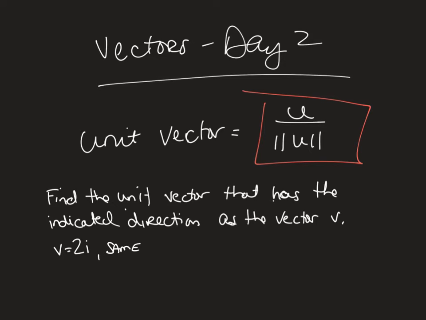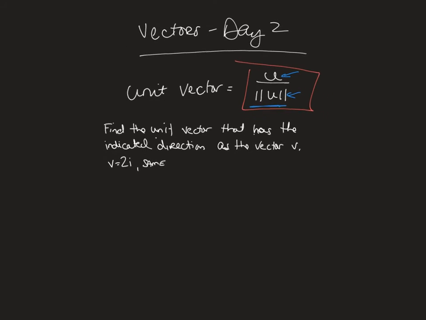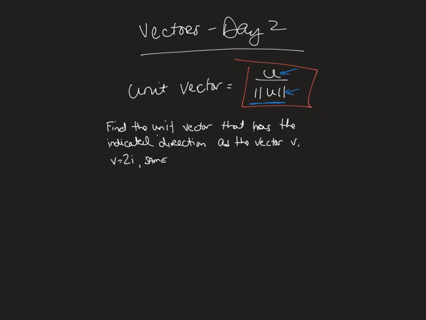So to find a unit vector, what you're going to do is take the vector itself and divide it by its magnitude. Remember, magnitude from yesterday is basically just the square root of a squared plus b squared. Let me shrink this a little bit so I have some space to work. We're going to find the unit vector that has the indicated direction as the vector v.